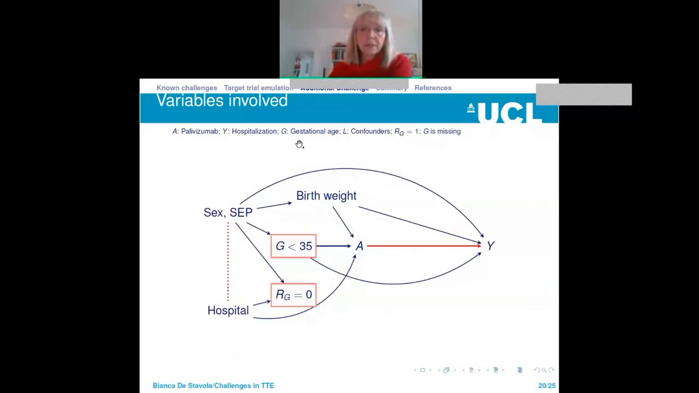Yes, you see birth weight, it's a common cause of being treated and of being hospitalized. There are sort of demographic factors that will influence both birth weight, hospitalization, and your gestational age, and also may influence whether or not your gestational age is recorded or not. Whether you are in a teaching hospital or in a smaller hospital may influence whether the data are complete on gestational age and whether or not the treatment is offered to that infant. So you can see it's a realistic setting, the one I'm considering.